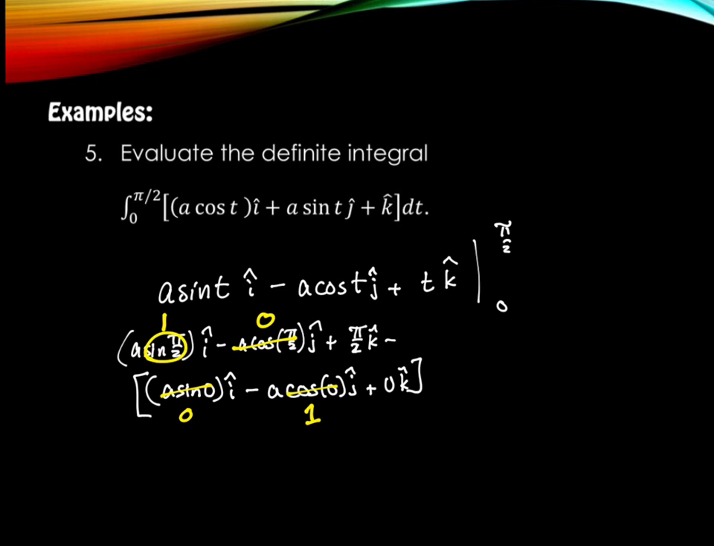So on the i component, this is the only piece that remains, a i, right? And this one subtracts off, but it's 0 anyway, so I have a i. On the j component, this first one is 0, and then I've got minus the negative 1. So I'm going to end up with plus, and I've got the a with it, so plus a j. And then on my k component, I have pi halves here, but I have 0 here, so I just have plus pi halves k.